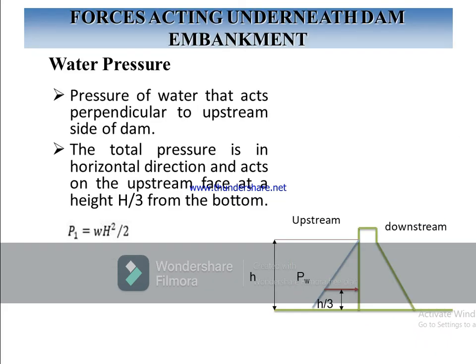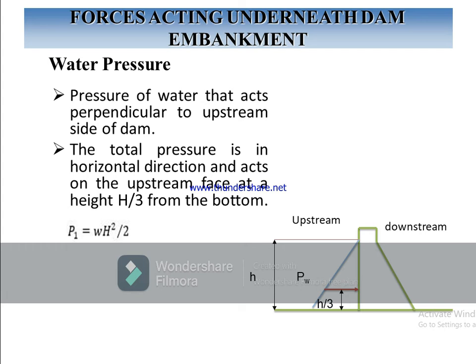Then we come to the forces acting underneath a dam embankment. First of all is the water pressure. Water pressure is the pressure of water that acts perpendicular to the upstream side of the dam, and the pressure increases as we go down, so it is shown as a triangle.